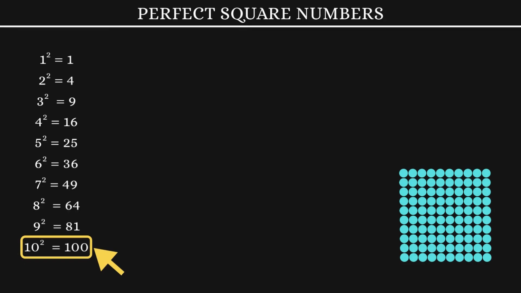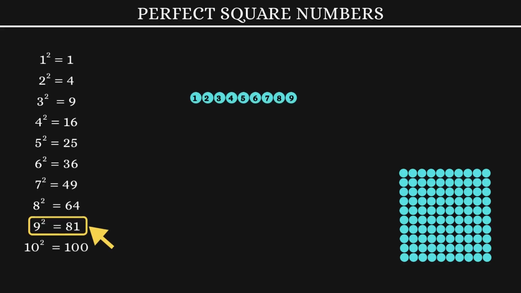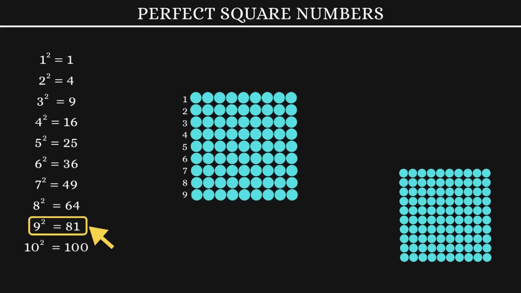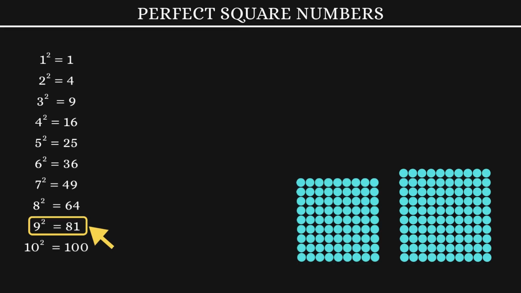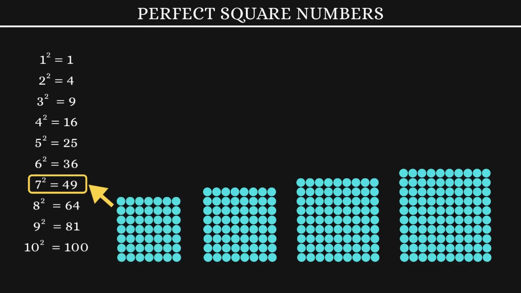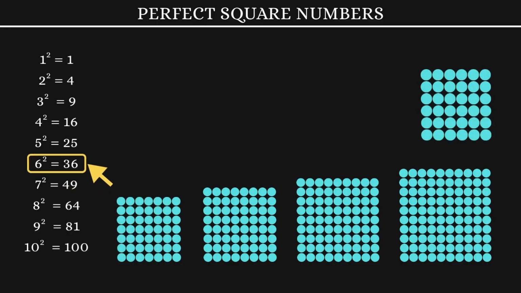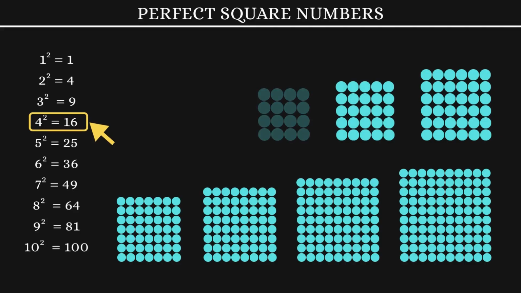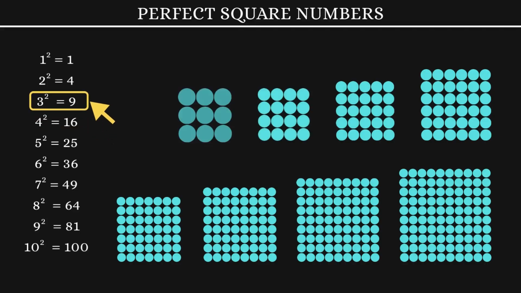We can also do this for 9 squared. 9 dots in a row and 9 rows arranged as a square. A total of 81 squares. 8 into 8, we have 64 squares. Similarly, we have 7 squared, which is 49, 6 squared, which is 36, 5 squared, 25, 4 squared, 16, 3 squared, 9, and 2 squared, 4.